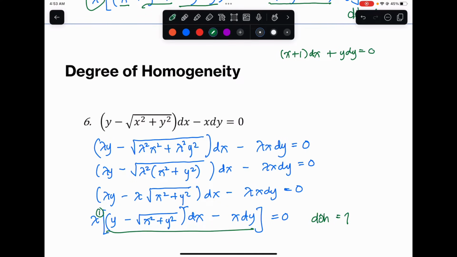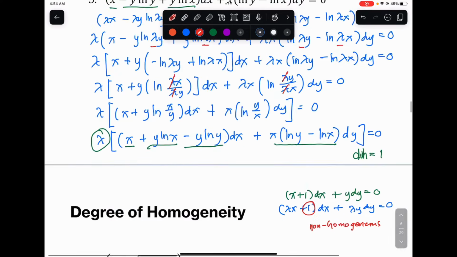So this is a non-homogeneous equation. Once we change x to lambda x, we get lambda x plus 1 dx, then plus lambda y dy is equal to 0. As you can see here, I cannot factor out lambda because of the presence of this 1. There's no lambda for 1, so therefore I cannot factor out lambda. That makes it a non-homogeneous equation. So that's how we find the degree of homogeneity.